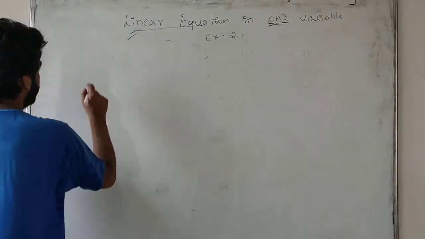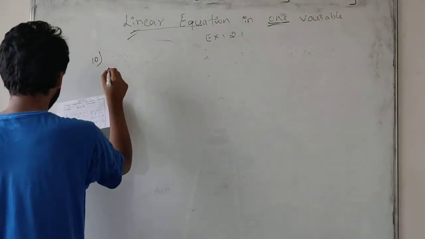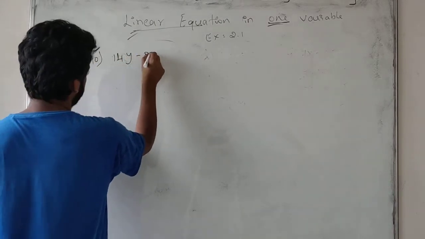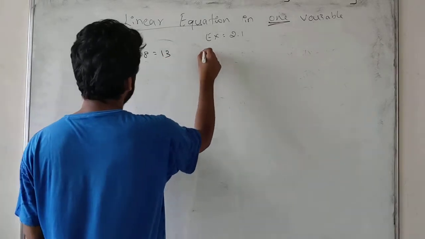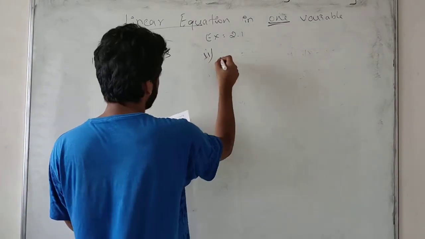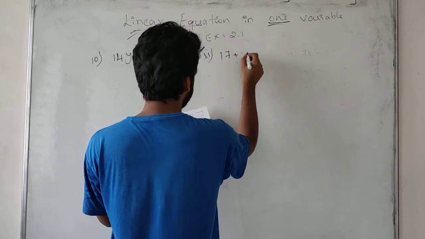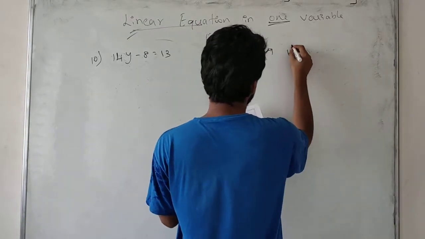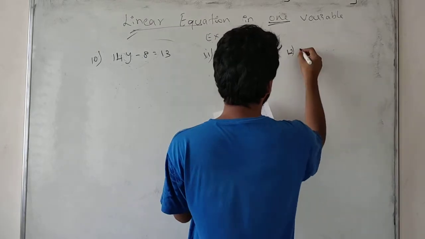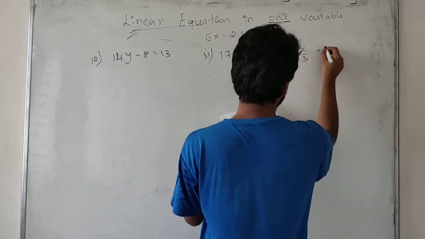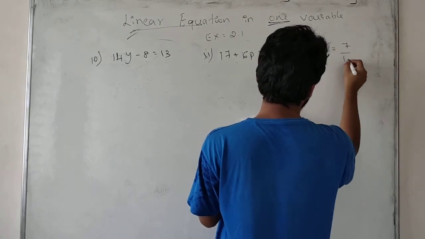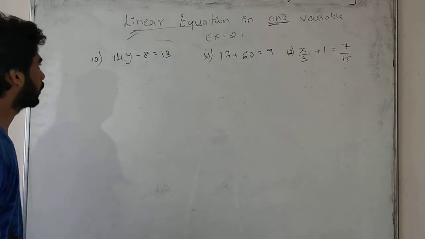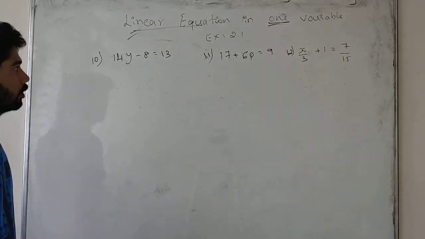So next problem, 10th one. The question is 14y minus 8 is equal to 13. 11th one, 17 plus 6p is equal to 9. 12th one, x by 3 plus 1 is equal to 7 by 15. Okay. Now, 10th problem, 14y minus 8 is equal to 13.